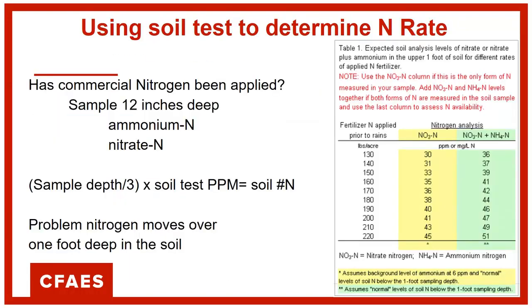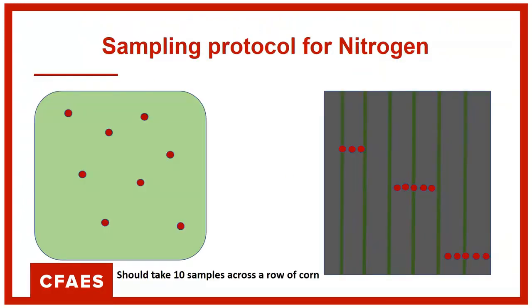There are some charts available if you want to try to look at how much was applied and use that to try to determine how much you lost due to rain. And then you have to look at your sampling protocol. So if you haven't put any nitrogen out, or if it was an entire broadcast application, like if all we did was the herbicide burn down, you just do that normal zigzag pattern like you would for a typical soil test in a block of the field.